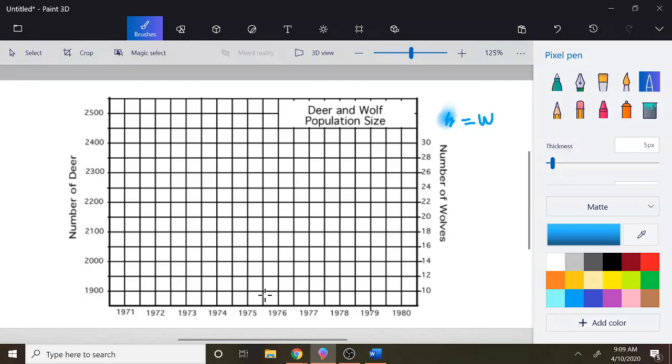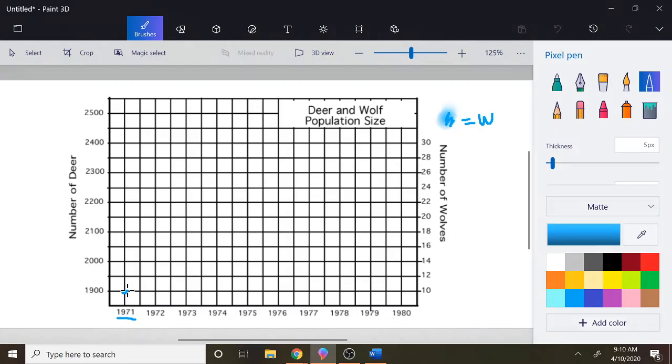All right, and we said in year 1971 there were 10 wolves. So here's our year, 1971. And we're actually going to be looking at this side of the graph since that's where it says number of wolves. So our very first line here is 10. So where 1971 and 10 intersect, I'm going to draw a dot. So that's my year one wolf dot.